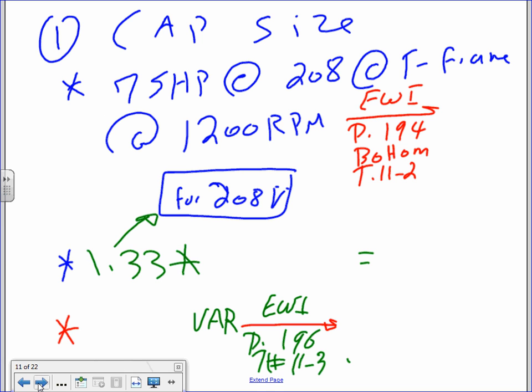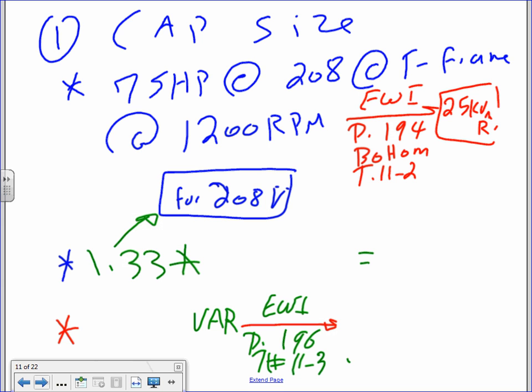So you're going to take your cap size. I have 75 horsepower at 208, three-phase, T-frame, at 1200 RPM. Go to EWI, Electrical Wire Industrial, page 194, bottom. You guys have to go to the bottom of the table. And when you go there, you're going to get yourself a cap size of 25 kvar. That's the cap size.